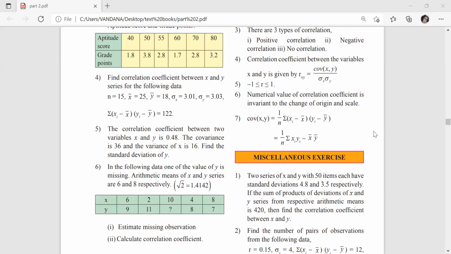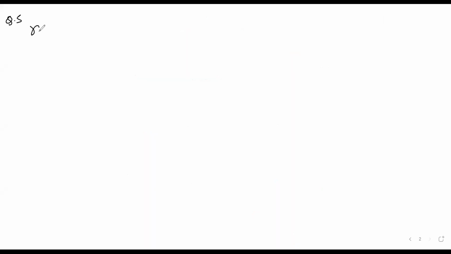The correlation coefficient between two variables X and Y is 0.48. Covariance is 36 and variance of X is 16. मतलब उन्होंने r दिया है, r जो कि हमेशा 1 और -1 के बीच में ही रहेगा. r है 0.48.